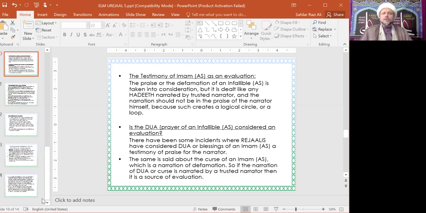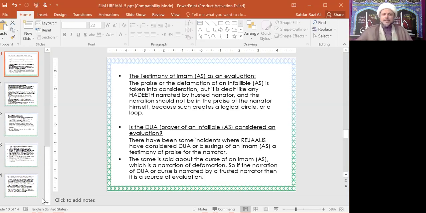a logical loop. For example, Zurara says, I heard Imam Sadiq alayhi salam say, Zurara is trustworthy. How will we know that you are trustworthy, Zurara? Because the Imam said so. How will we know that the Imam said it? Because I am saying so. How will we know that you are trusted? Because the Imam said so. So this loop needs to be broken. We can't rely on logical loops. You would be self-praising, Zurara. He did not do that, but I'm just saying, for example. So basically, we need to break the loop.